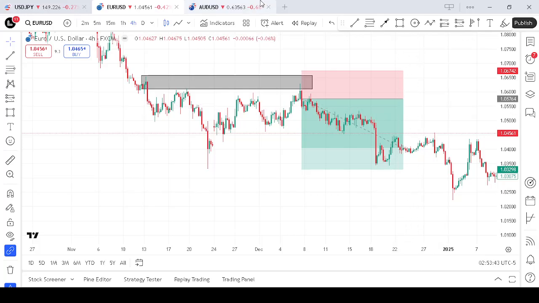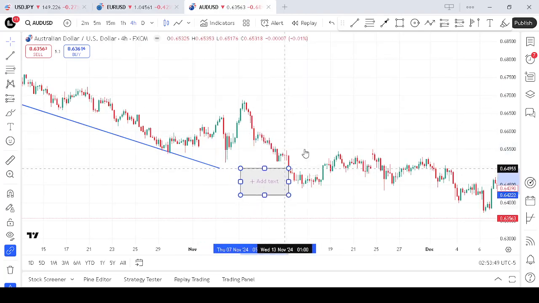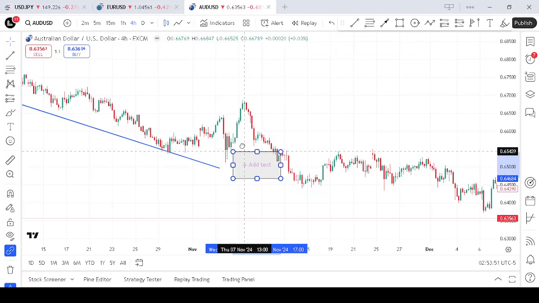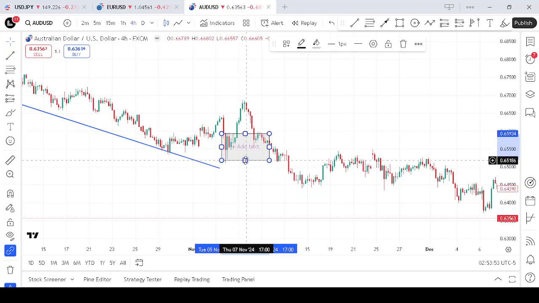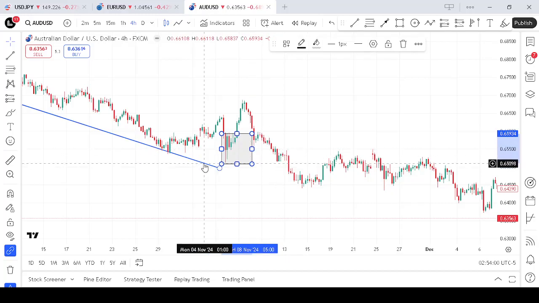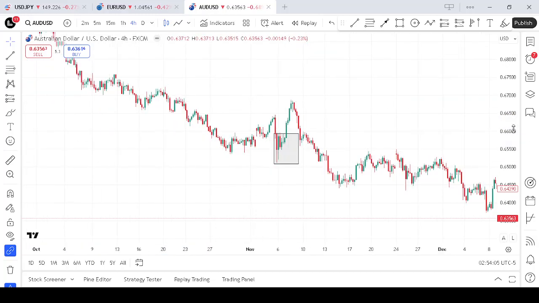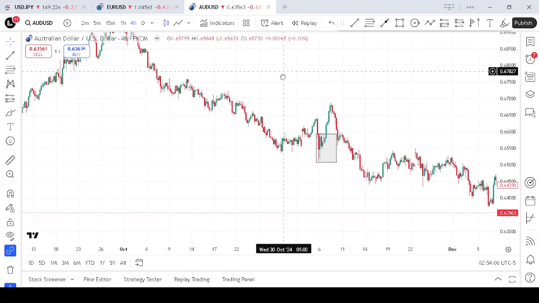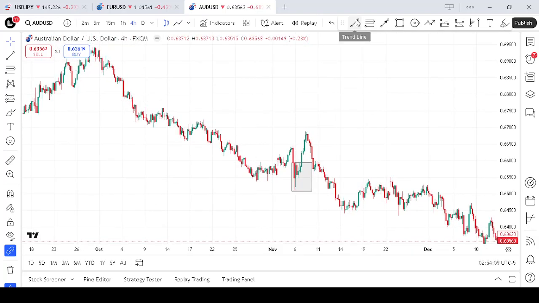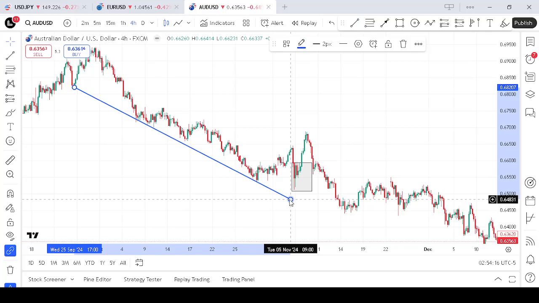Now, let's look at an example of a failed order block. As we can see in the chart, this area was a strong order block, and it has not yet been retested. And if you see the origin of the trend, you can see that it is trending downwards. This is the direction of the market. It is in a bearish trend.